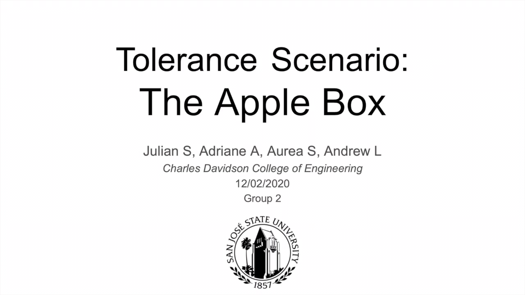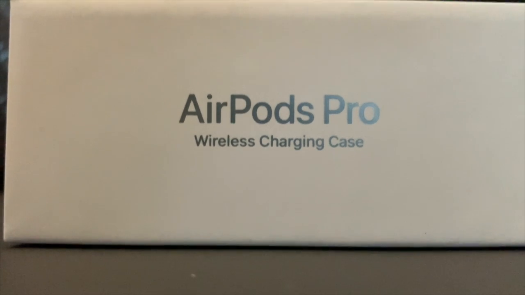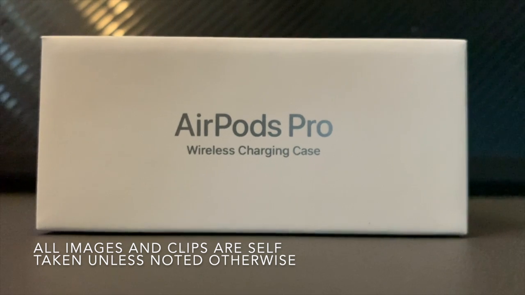This is Group 2's tolerancing scenario project consisting of Julian, Adrian, Oria, and Andrew. We decided to use an Apple box as our tolerancing scenario project.